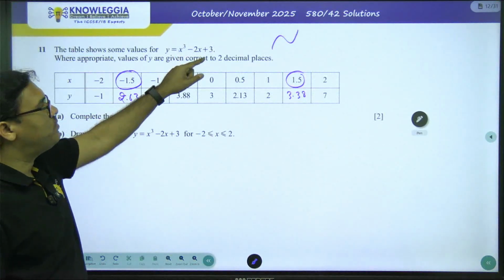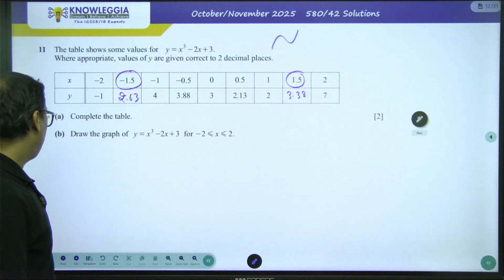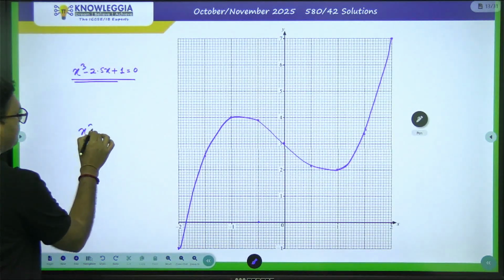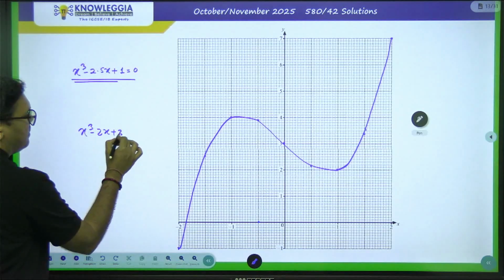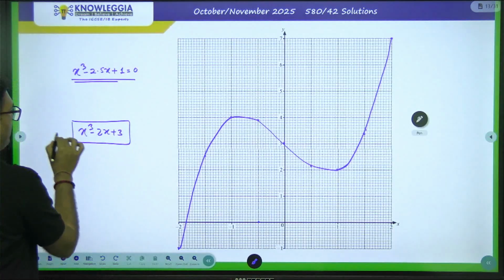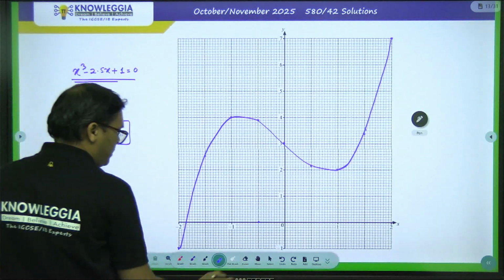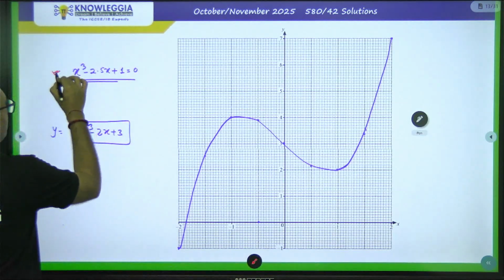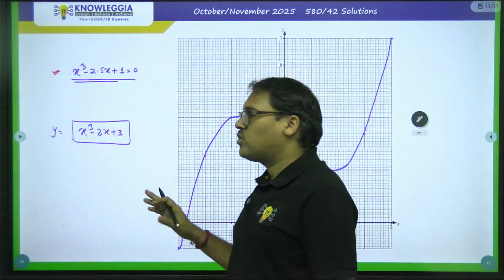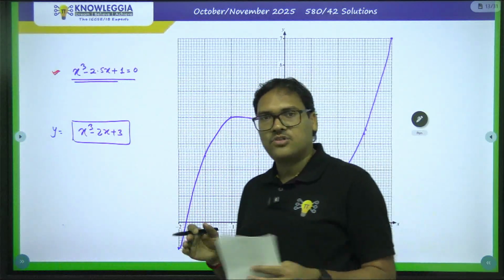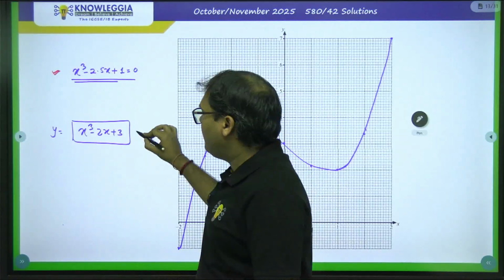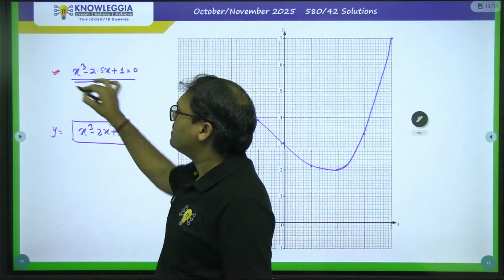You see, we have drawn the graph of x cube minus 2x plus 3. This is the graph which we have. Now, how can you solve this equation using this? Wherever two graphs intersect, that will give you the solution of the equation. So try to convert this equation into this form.